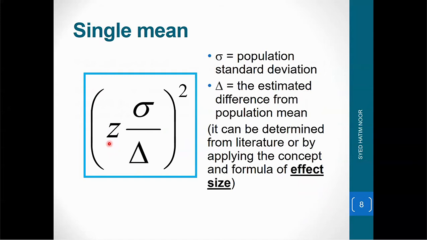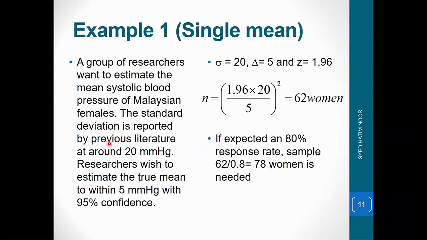Okay, now let's go to the example. Example 1, single mean. A group of researchers want to estimate the mean systolic blood pressure of Malaysian females. Your objective is to estimate the mean systolic blood pressure. In the literature, the standard deviation found is 20 millimeters mercury. Researchers wish to estimate the true mean to within 5 millimeters mercury with 95% confidence.